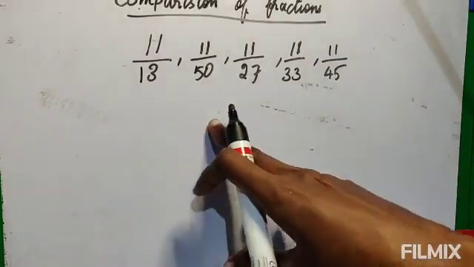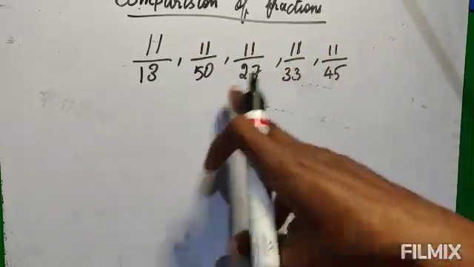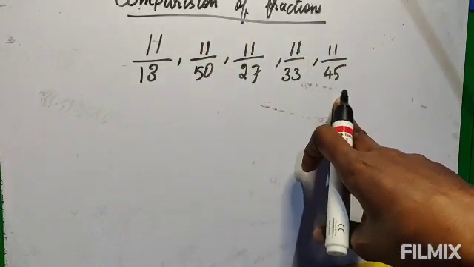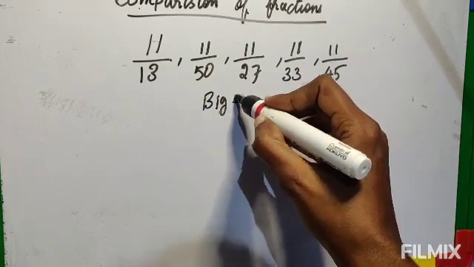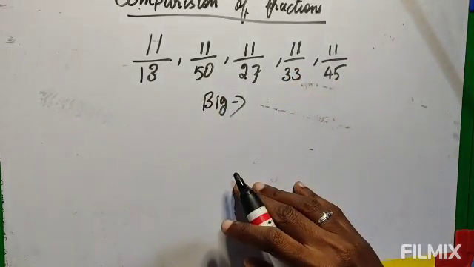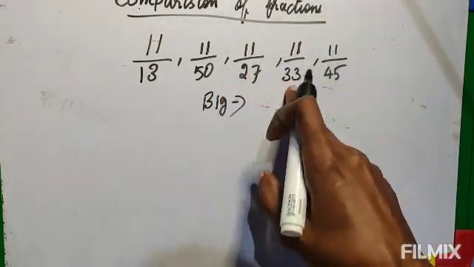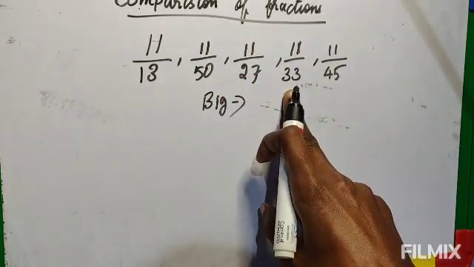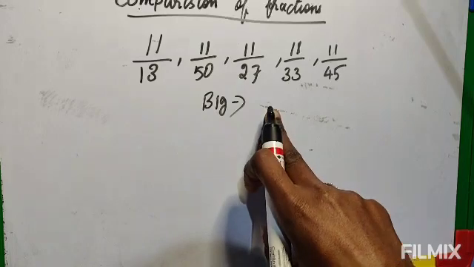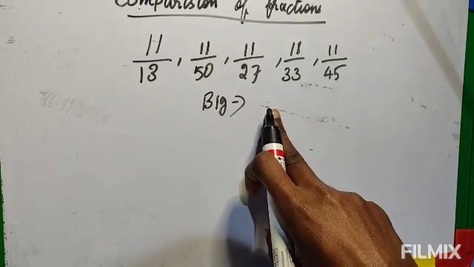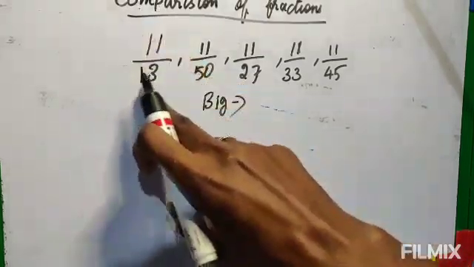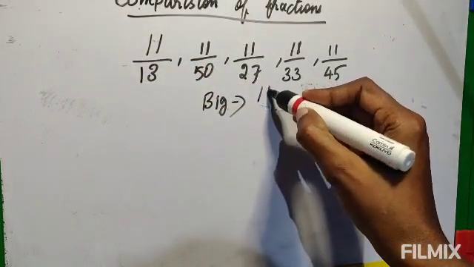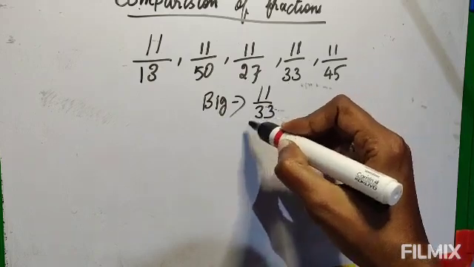Now you see here the numerator is the same and the denominator is different. Okay, so here you have to find now the bigger fraction. So to find the big one, if the numerator is same, then you will compare the denominator. Which is having the smaller denominator, that is a bigger one. So here the smaller denominator is 13. That means this is the bigger fraction. So the bigger fraction is 11 by 13.